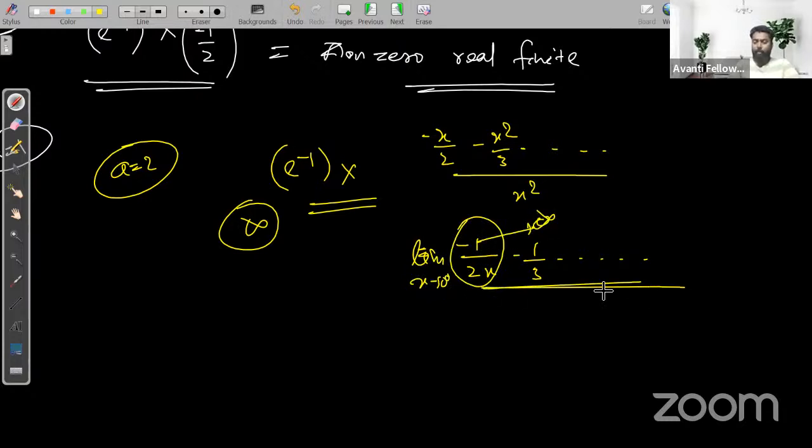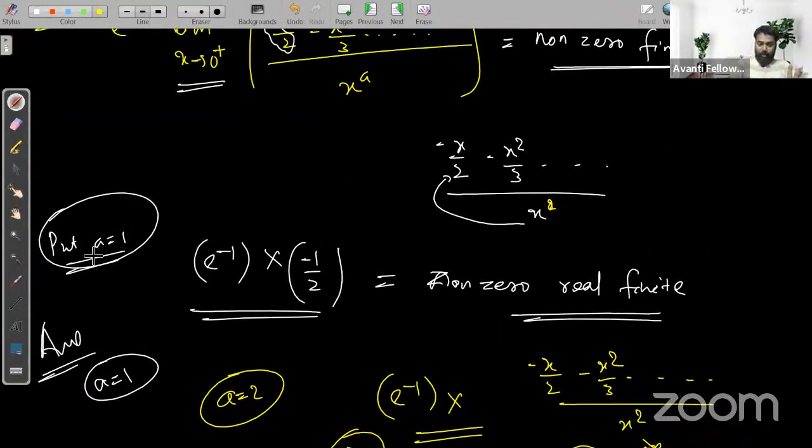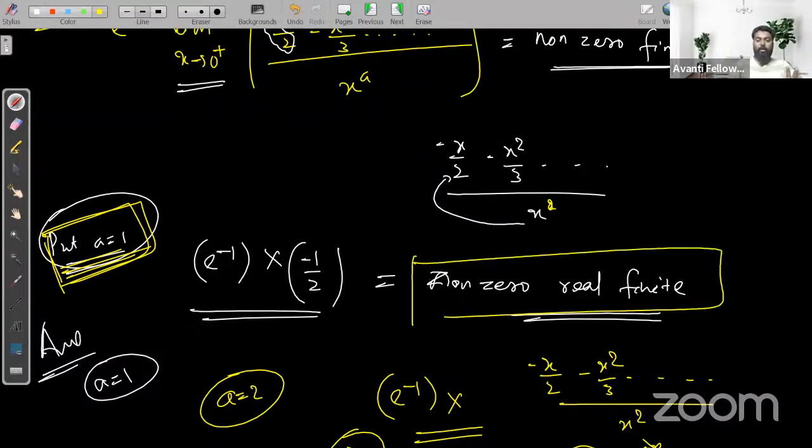So infinity plus or minus something will again give you infinity. So when you are putting a is equal to, we are not getting any finite, any non-zero real number. But here the only case is when you are putting a is equal to 1. There is only one case when you are putting a is equal to 1, we are getting a non-zero real number.